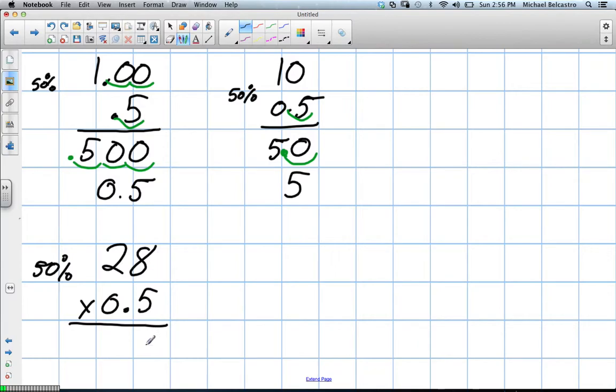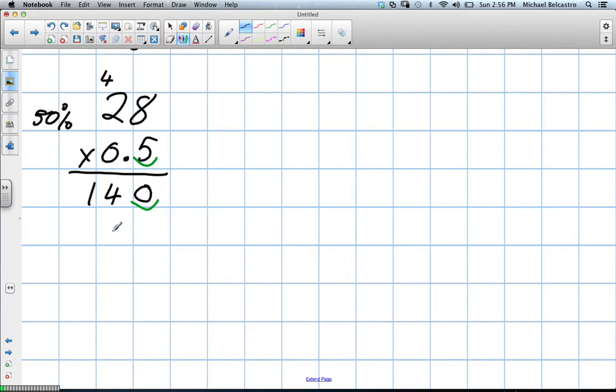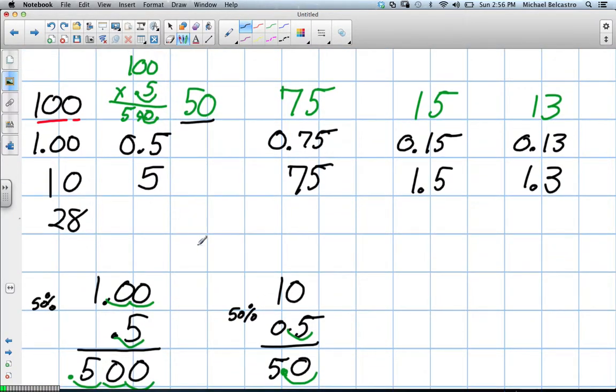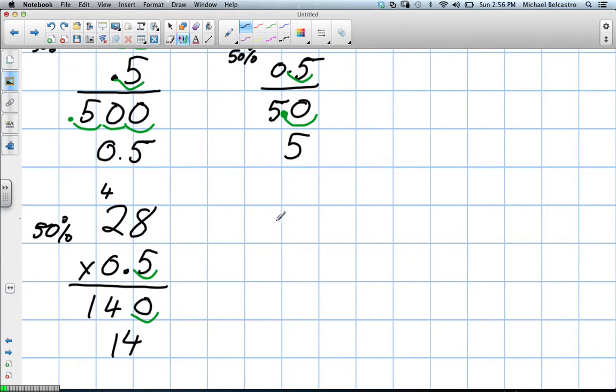5 times 8, 40. 5 times 2, 10. Plus 4, 14. How many decimal values? 1. So what's the answer here? 14.0. So the answer is 14. Good. In other words, 50% means half of, right? Half of 28 would be 14. That makes sense.